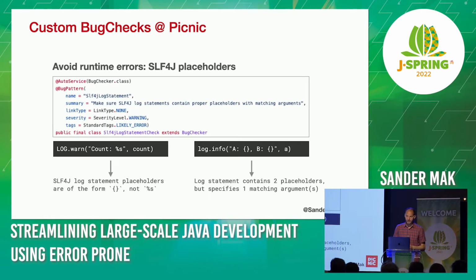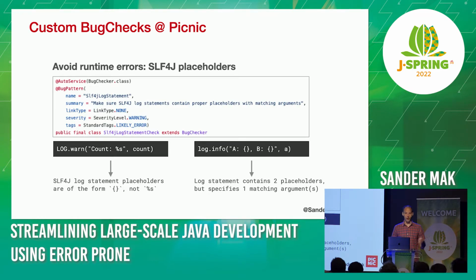Another category is where we want to try and spot runtime errors or runtime issues in code bases. And one example is SLF4J, which is a great library, but it's sometimes misused by developers. Here's an example. On the left, you can see that there's a log statement with a placeholder %s, which is actually not the placeholder syntax that you should use with SLF4J, right? You should use these curly braces as placeholders.